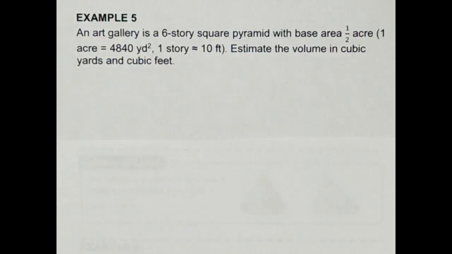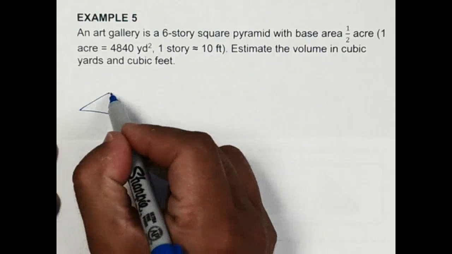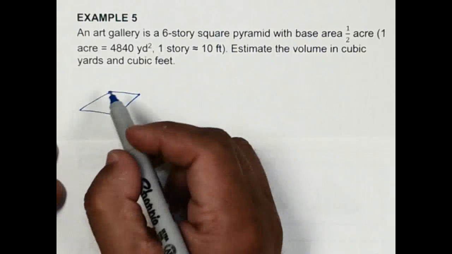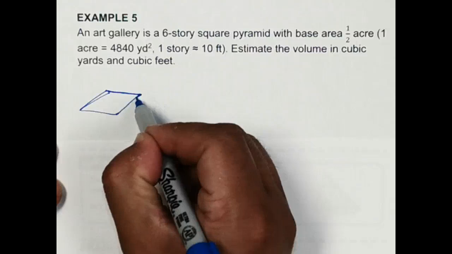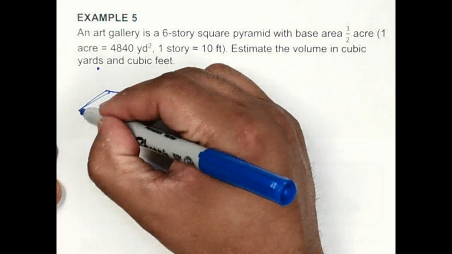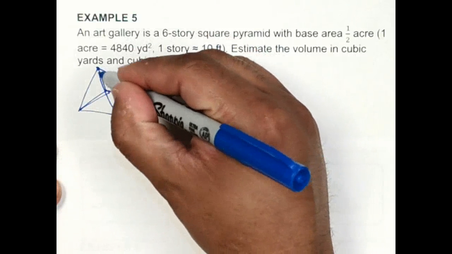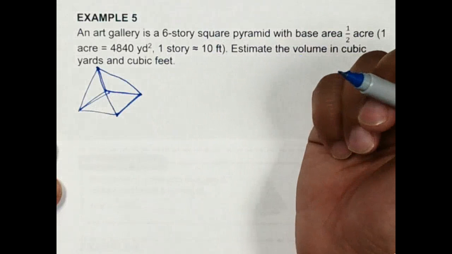All right, number 5, an art gallery is a 6-story square pyramid with a base area of 1/2 acre. 1 acre is 4,840 square yards, and 1 story is 10 feet. Estimate the volume in cubic yards and cubic feet. If it helps, draw a square pyramid. Draw something like a rhombus or parallelogram, put a point up on top, and then connect all the vertices to that point. And there's your square pyramid.